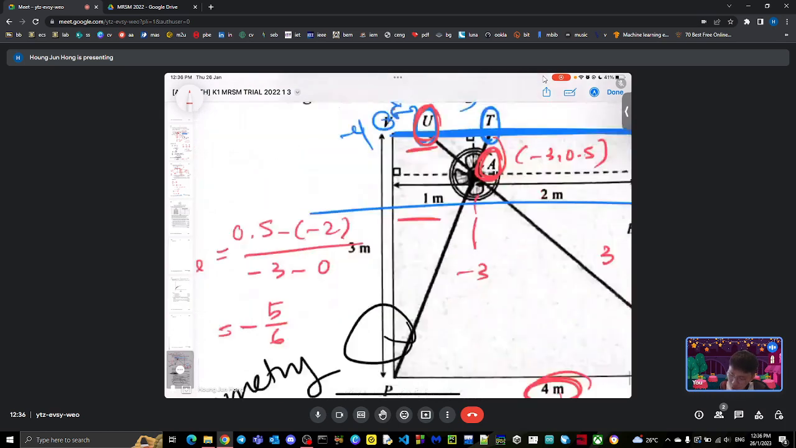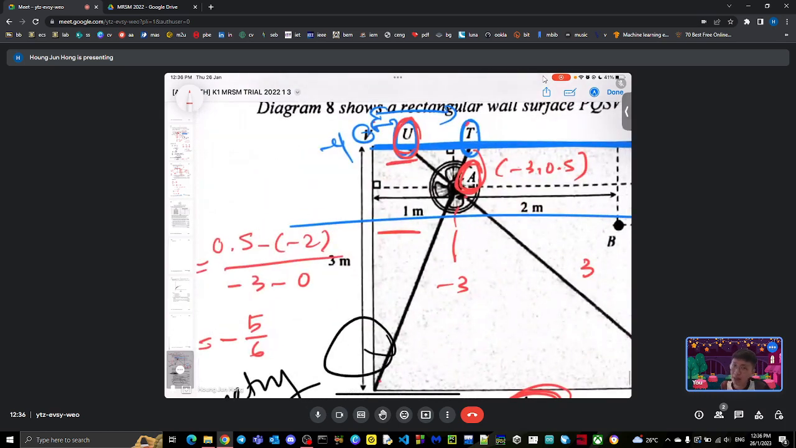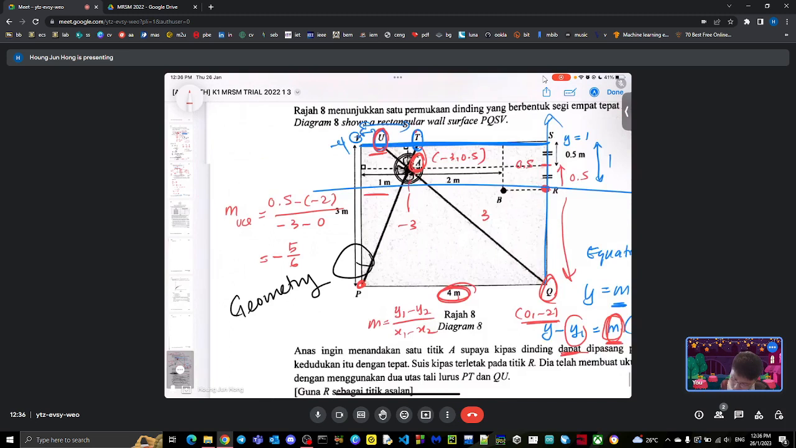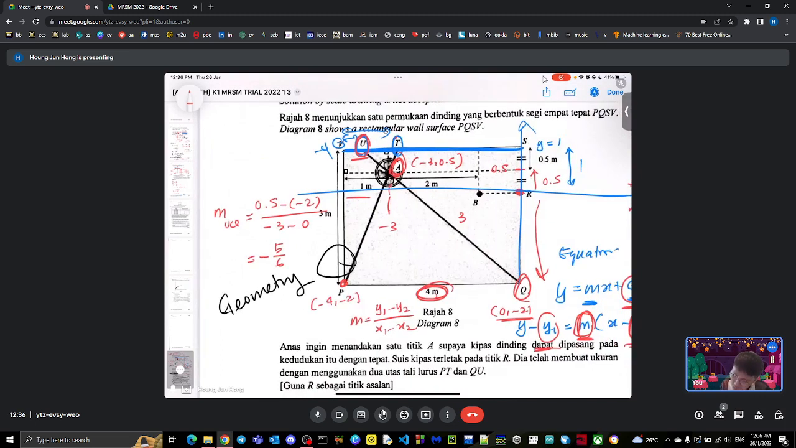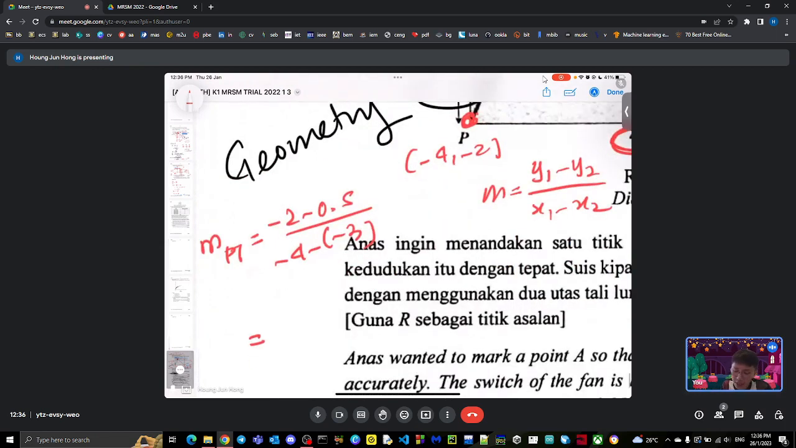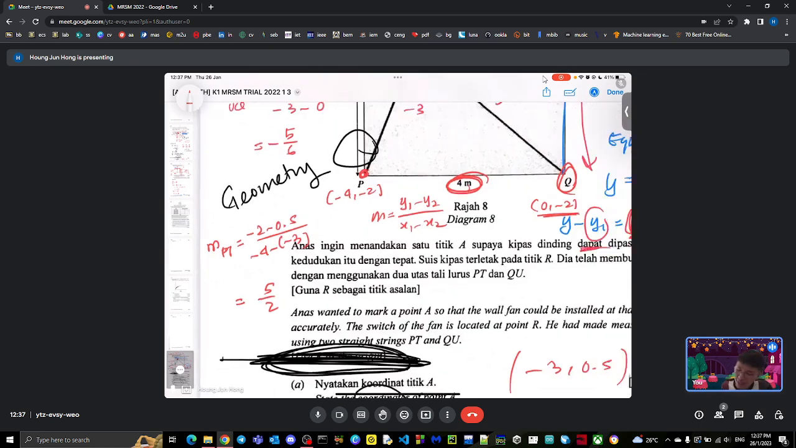Again, same thing. You have 3 points here: T, A, P. You don't know what T is, but you know what A and P are. Then you can find the gradient. So for P and T, what is the gradient? What is the coordinate of P here? It's -4, -2. So from -4, -2 to -3, 0.5, find the gradient. Same thing, just do the math. PT equals -2 minus 0.5 over -4 minus -3. Don't be confused by this. It should be simple math. Just make sure you do it really carefully, then you won't miss anything. So what is the answer? 5 over 2. So the gradient here is 5 over 2.